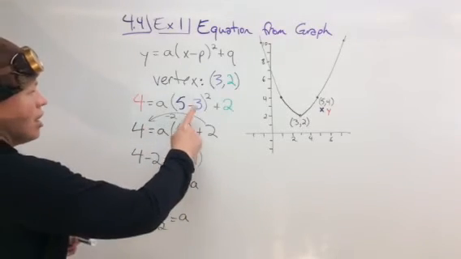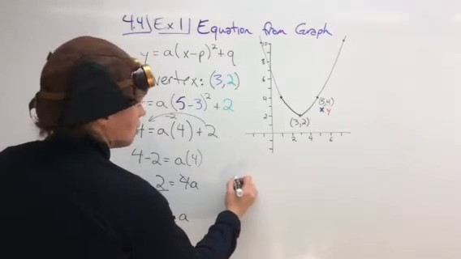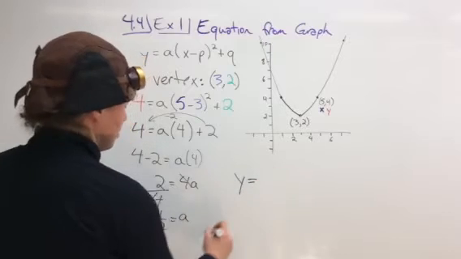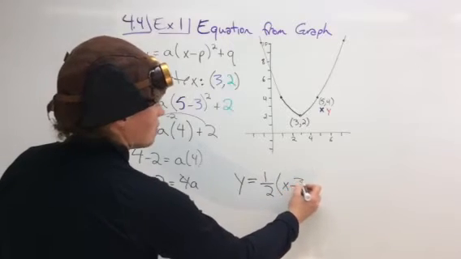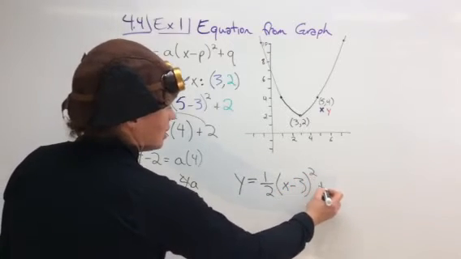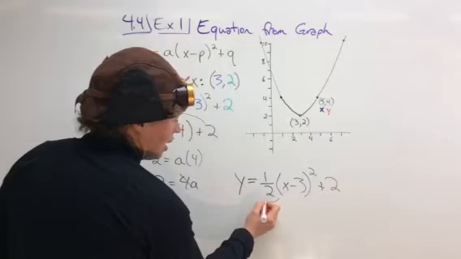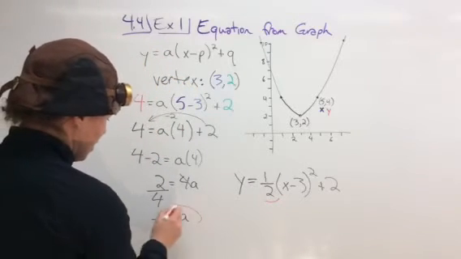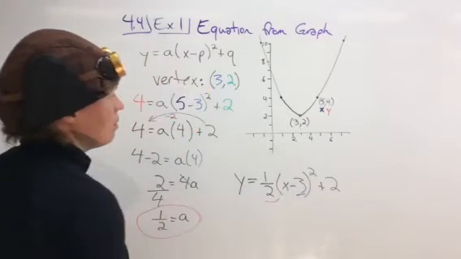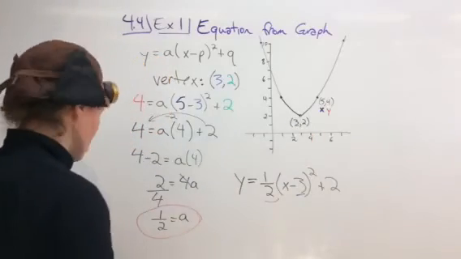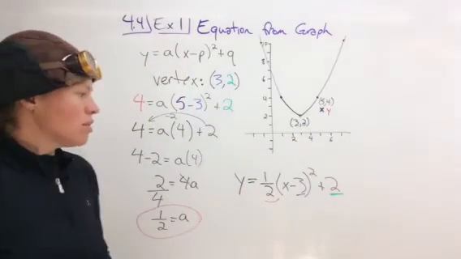I already know that my 3 and my 2 are part of my equation. So now I'm just going to write my final equation as y equals 1/2 times x minus 3 squared plus 2. So you can see that I've got my A right here, I've got my 3 from here, and I've got my 2 from here. So it's really pretty simple.